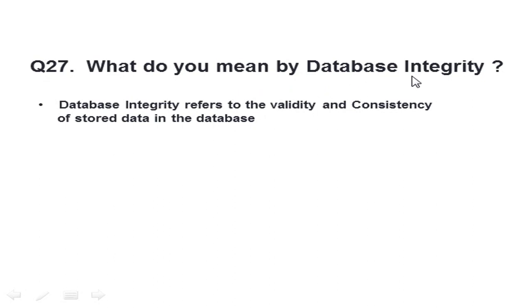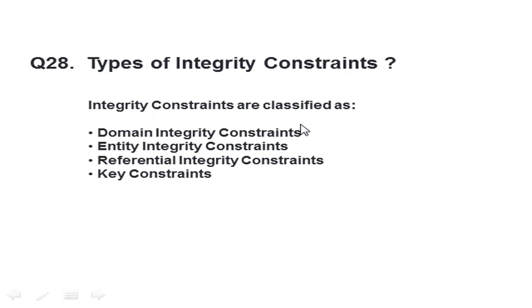Next question is, what do you mean by database integrity? Database integrity refers to the validity and the consistency of stored data in the database. Now, what are the various types of integrity constraints? Integrity constraints are classified into domain integrity constraints, entity integrity constraints, referential integrity constraints, and key integrity constraints. So these are the constraints. What do you mean by a constraint? Constraint means a condition.